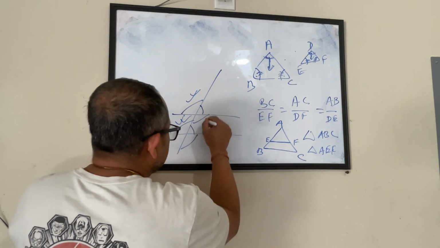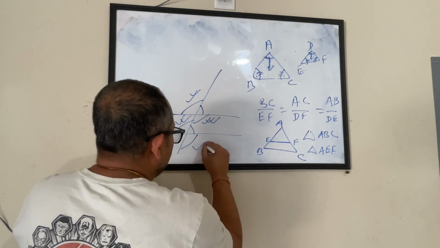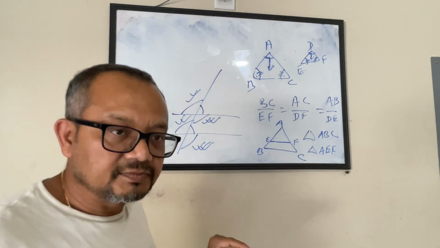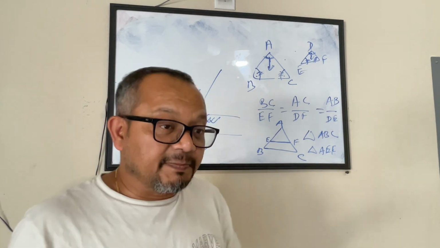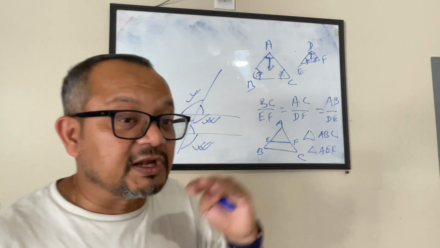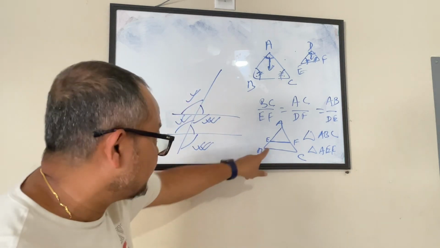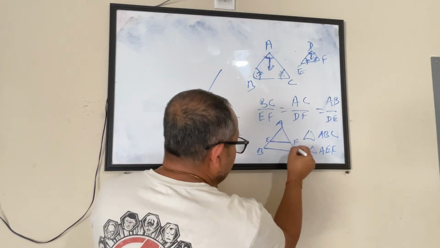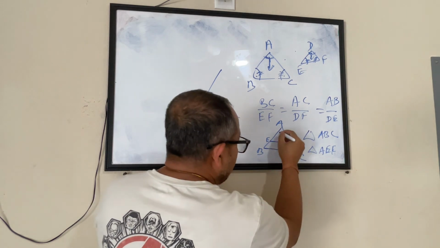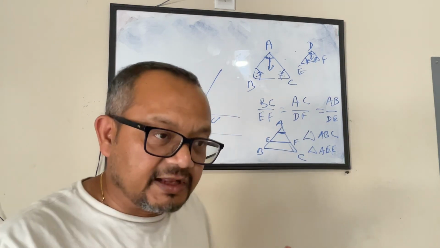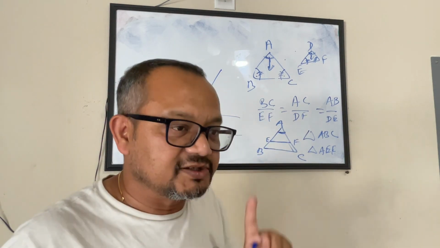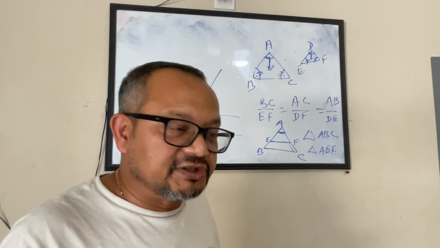This angle and this angle will be corresponding angles. And from the parallel lines, we know that corresponding angles are the same. Why am I asking you guys to recall that? Because here, if you look at AEF and ABC, this angle is common in both the triangles. So one angle has matched. One third of the job is done.